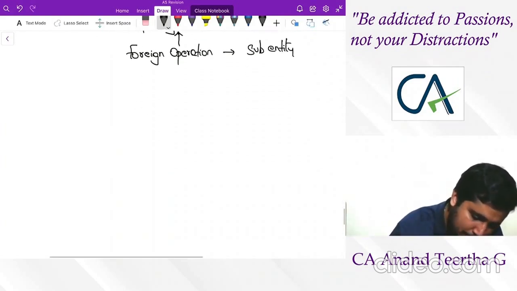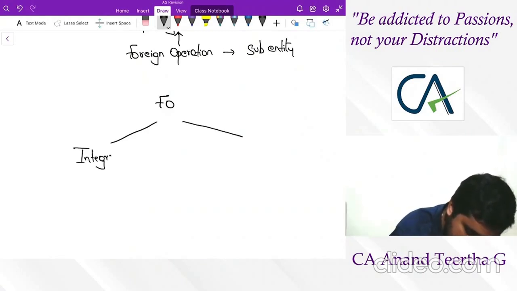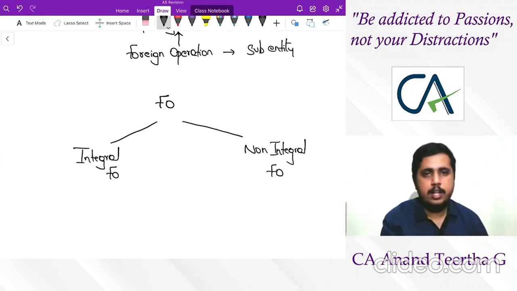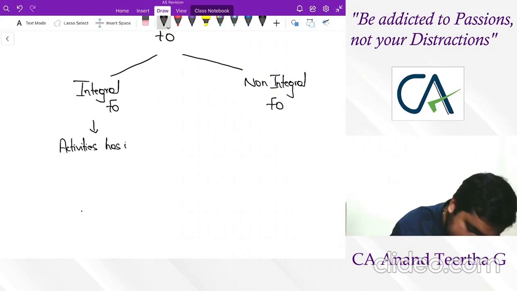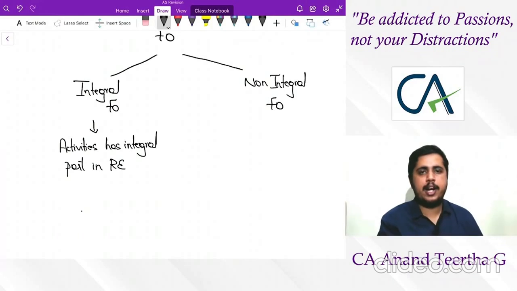Now, when it comes to the translation point of view, foreign operations will be divided into two types. One is called integral foreign operations, and the second one is non-integral foreign operations. Now, what do we mean by integral foreign operations? Basically, the activities have an integral part in the reporting enterprise. Activities that have an integral part in the reporting enterprise, we call them integral foreign operations. So whatever transactions are entered by the foreign operation, the activities have an integral part in the reporting enterprise. They will be called integral foreign operations.